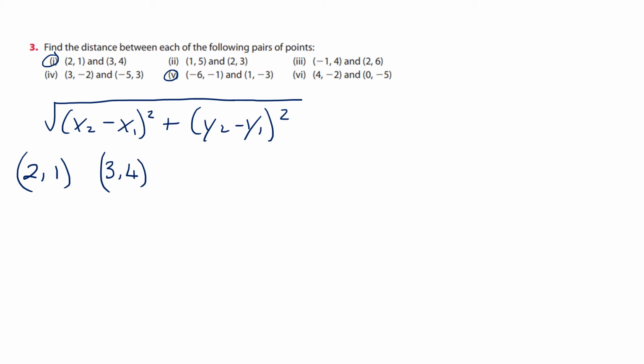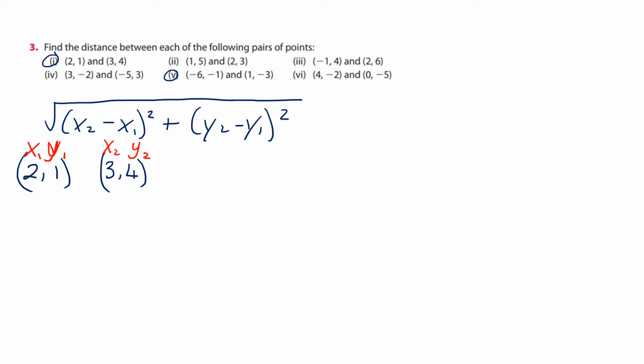Okay, we're going to label these points. So this is x1, y1, and x2, y2. The most important thing is that it doesn't matter which one you select to be x1 or x2, as long as if this is x1, this has to be y1, and if this is x2, this has to be y2. So the pair both have to come from the same point. Then we just go ahead and substitute these into our equation.